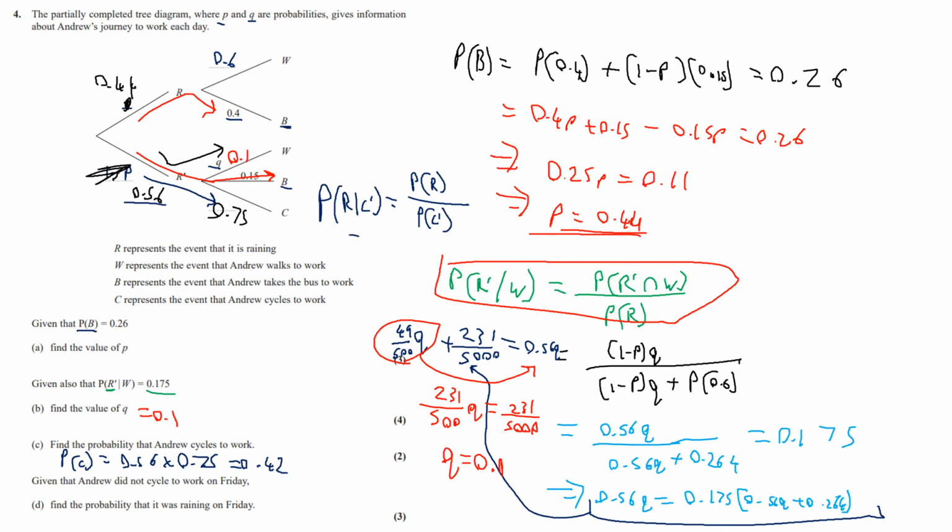The probability that he doesn't cycle is just going to be 1 minus 0.42. And the probability of rain is 0.44. So therefore the probability of it raining, given that he doesn't cycle, is going to be 0.44 over 0.58, which is equal to 22 over 29. And that is your final answer.